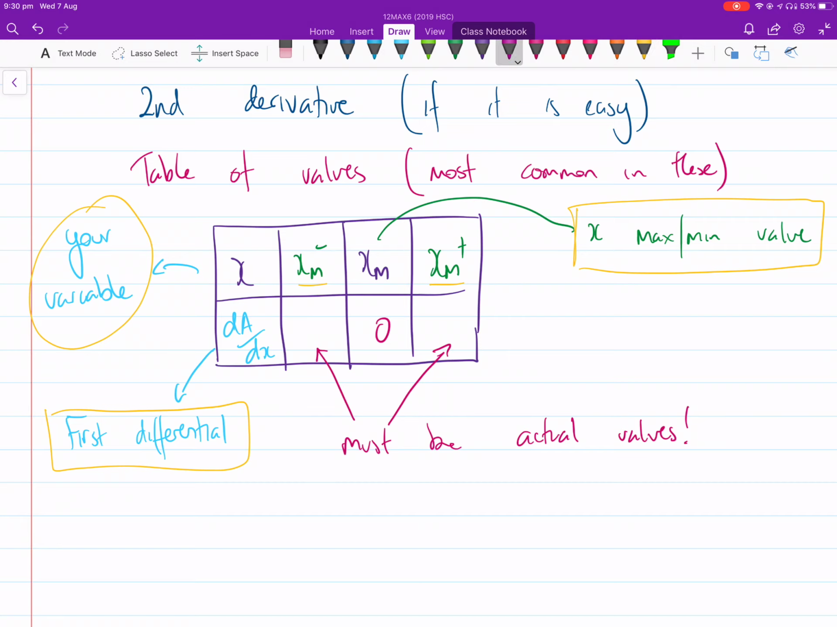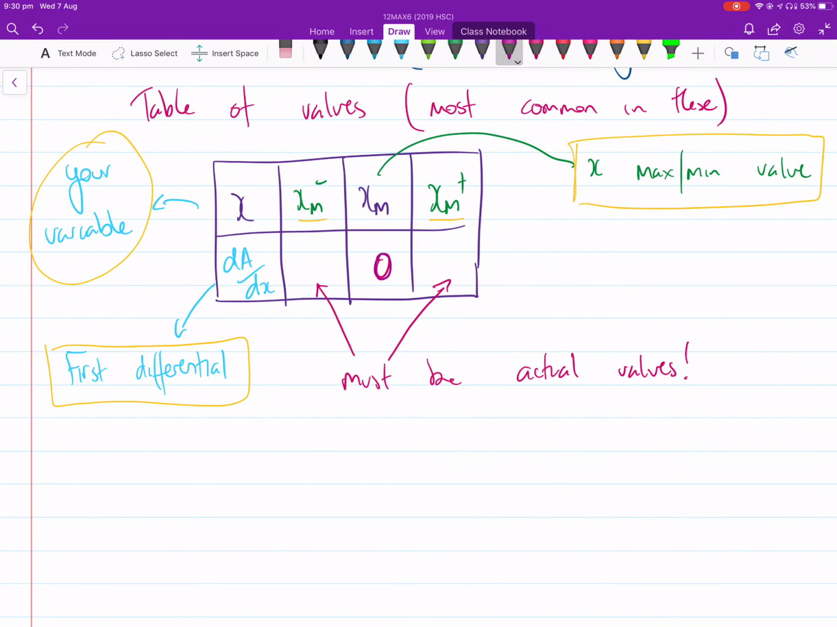Now, the thing is, they have to be actual numbers. So if what you think your X value is 4, then you need to try 4.1 and 3.9 because this row down here, that's 0, obviously. Hopefully you've found that at 0. But you need actual numbers in those boxes there. You can't just say positive and negative, which is essentially what you're looking for.